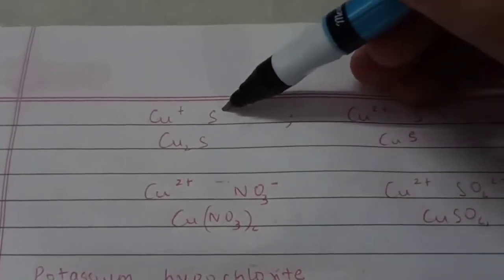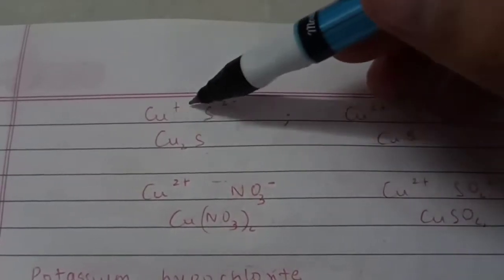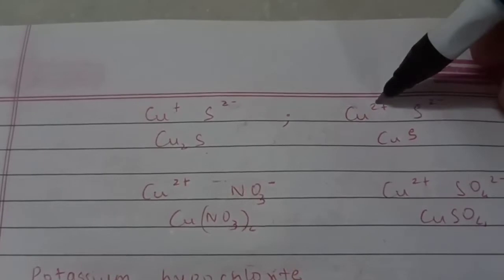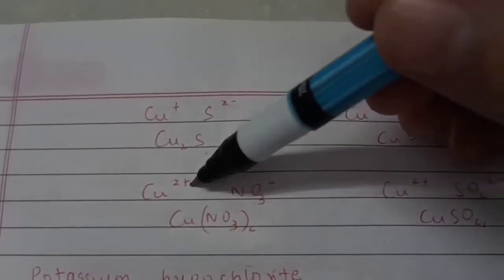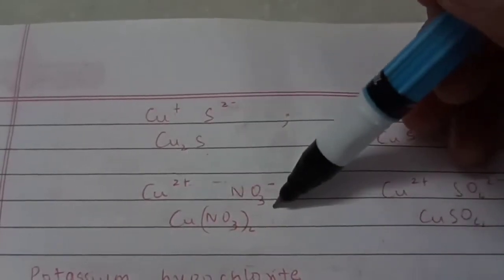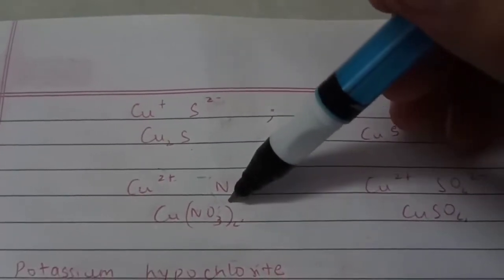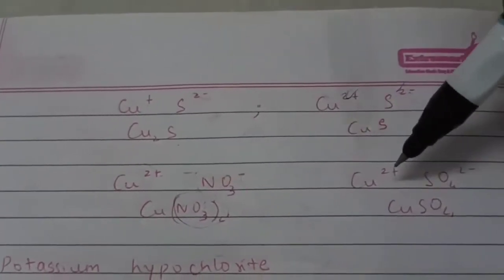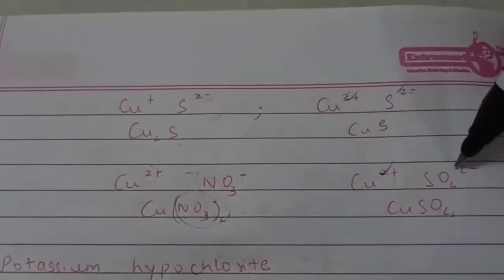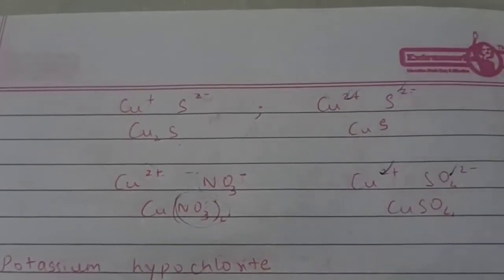Similarly, we have copper 1 sulfide and copper 2 sulfide. Here 2 and 2 gets cancelled. Next, copper nitrate. Well, 2 goes down here, so brackets are required here because we have more than one element, and this 2 is for the entire radical. And in copper 2 sulfate, 2 and 2 get cancelled, so we get CuSO4 as the answer.